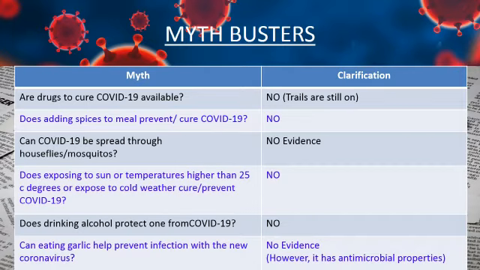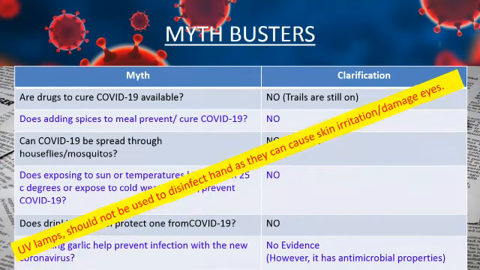Drinking alcohol does not prevent coronavirus, and it may harm your health. There is no evidence that garlic can protect us from the virus. However, it does have certain antimicrobial benefits, so it is better to keep it in a diet plan. Lastly, we should avoid the use of ultraviolet lamps as they may cause damage to our skin and eyes.